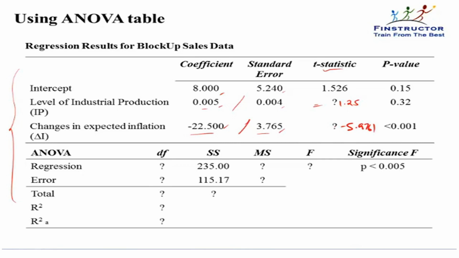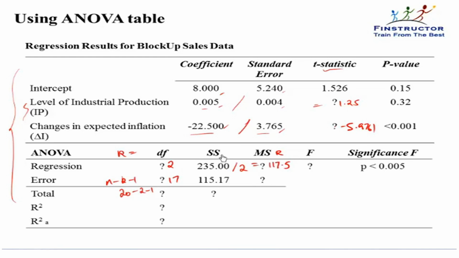The degrees of freedom of the regression is equal to the number of independent variables, that is k, that in this case is equal to 2. The degrees of freedom of the error term is equal to n minus k minus 1, that is 20 minus 2 minus 1, that is 17. The mean squared regression is the sum of squared regression divided by the degrees of freedom of the regression. So it will be 235 divided by 2, that is 117.5.